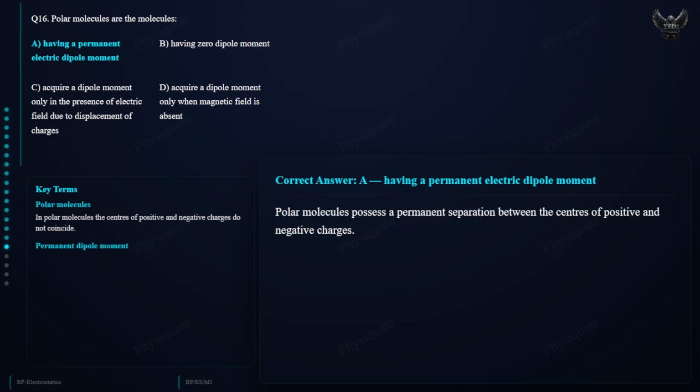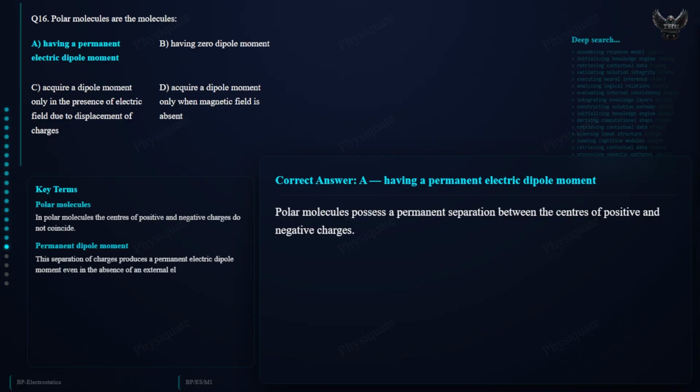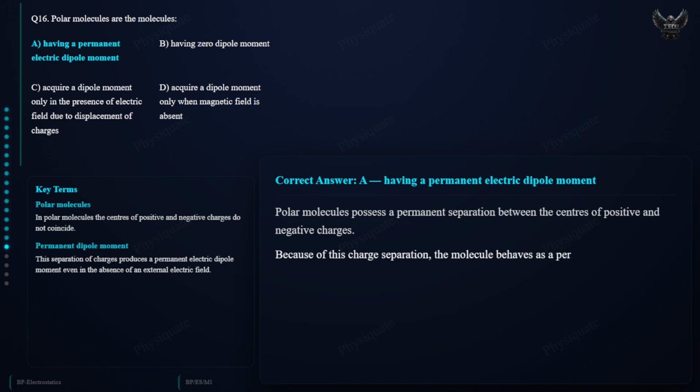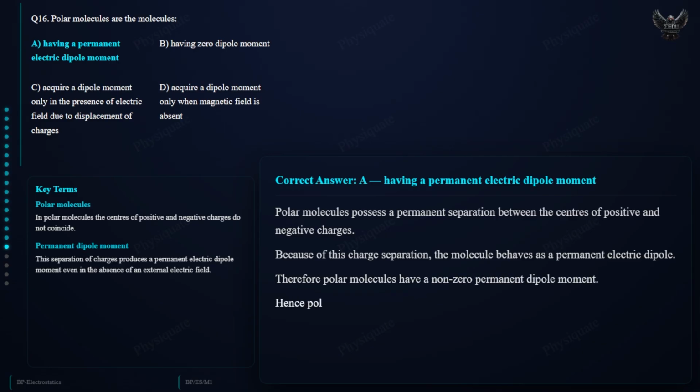Let us examine permanent dipole moment. This separation of charges produces a permanent electric dipole moment even in the absence of an external electric field. Because of this charge separation, the molecule behaves as a permanent electric dipole. Therefore, polar molecules have a non-zero permanent dipole moment. Hence, polar molecules are defined as molecules having a permanent electric dipole moment.